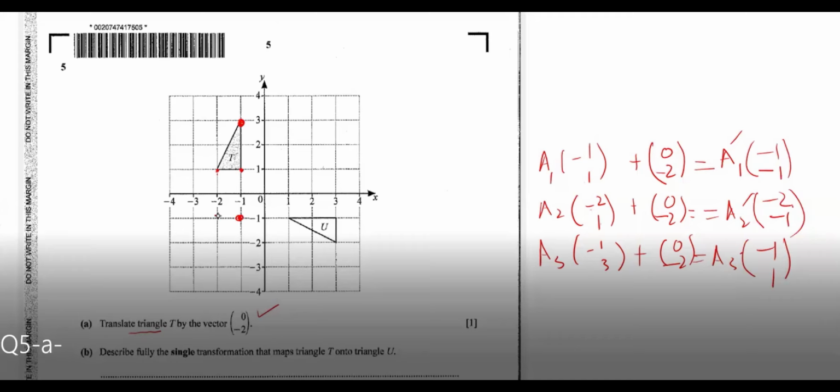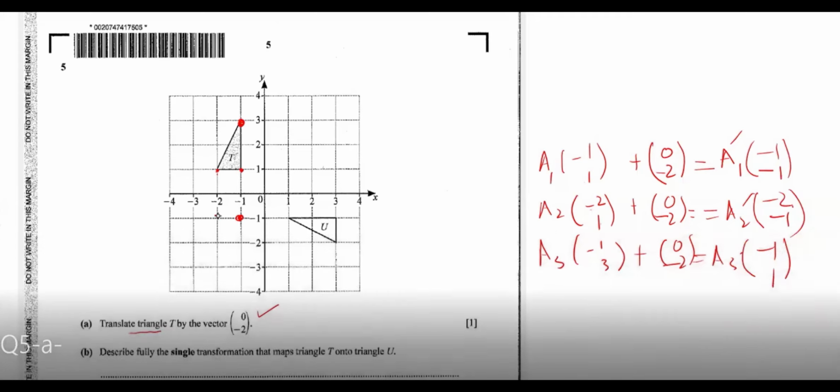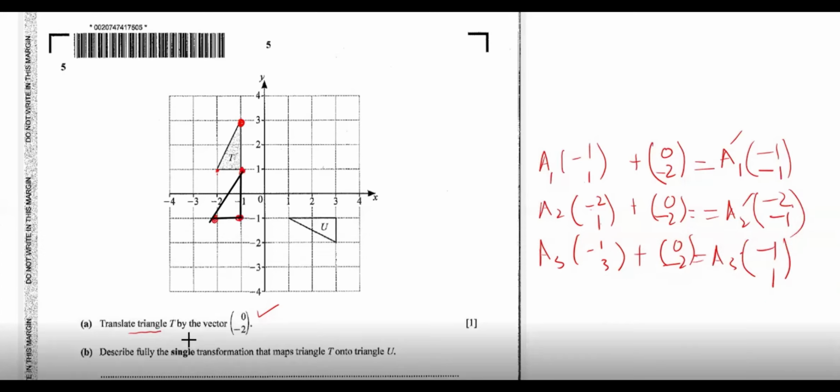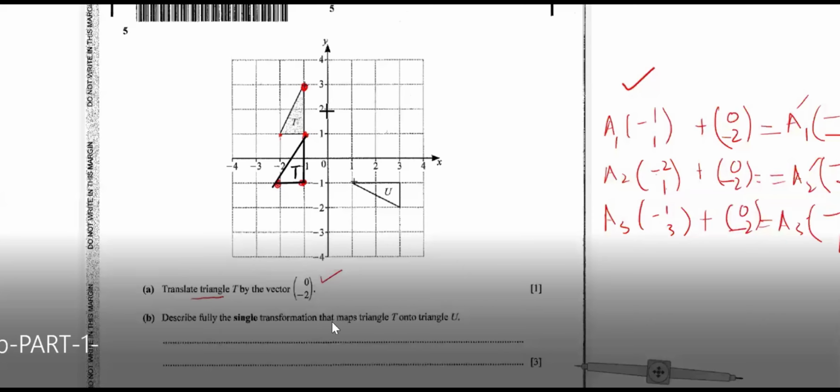And after getting these corner points, we will mark these points here. This is minus 1, minus 1. This is minus 2, minus 1. And this point, A3 dash, will be minus 1, 1. After marking these points, we will join them. After joining these points, we get the triangle translated by vector 0, minus 2. This is the answer. Question 5, part B, describe fully the single transformation that maps triangle T onto triangle U.